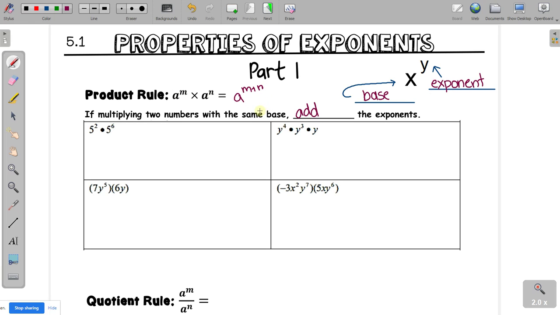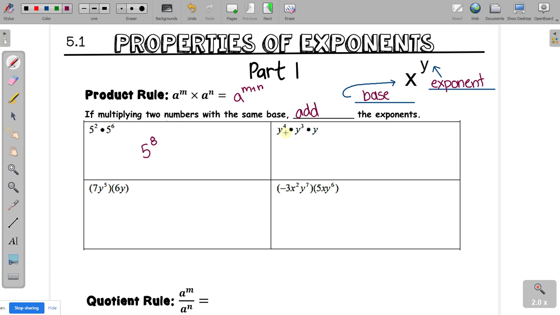So let's do some of these problems. We have 5 squared times 5 to the 6th power. We rewrite our base, which is 5, and then we add our exponents. 2 plus 6 is 8, so 5 to the 8th power.